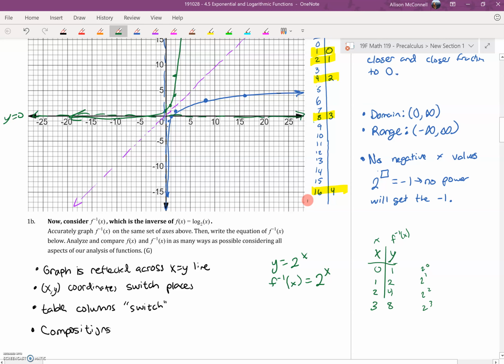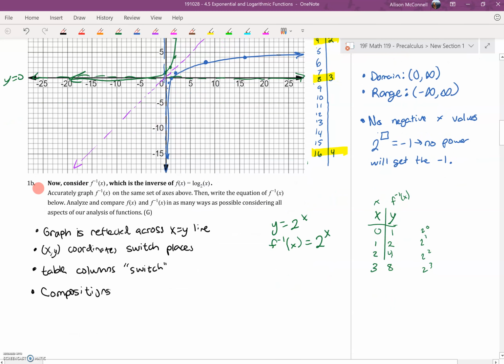Now, one of the last things that we can do is a composition, and you may think that the composition is going to be complicated, but in reality it's a lot simpler than you would give it credit for. So we have f of x.